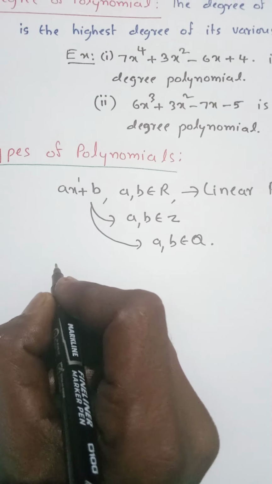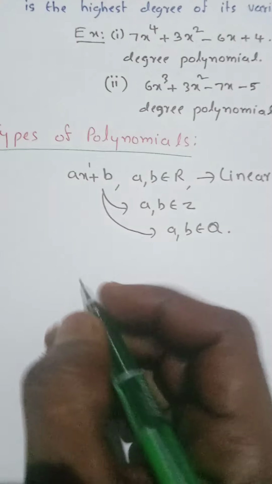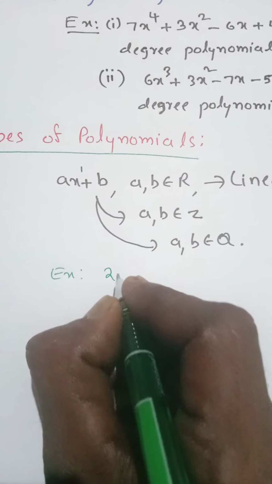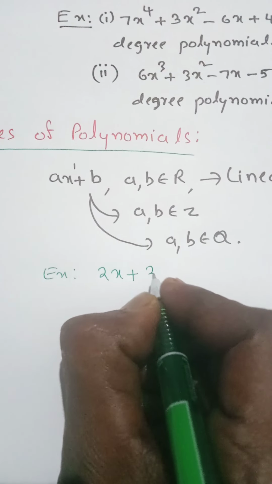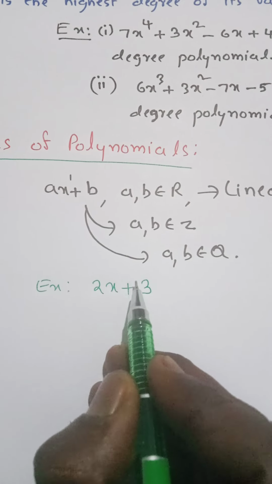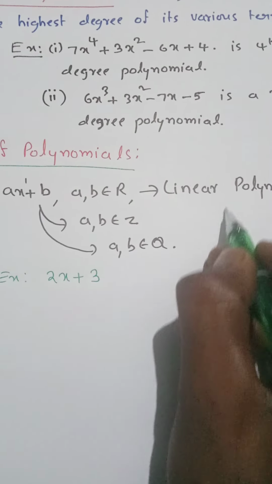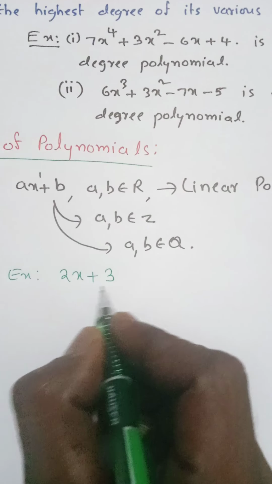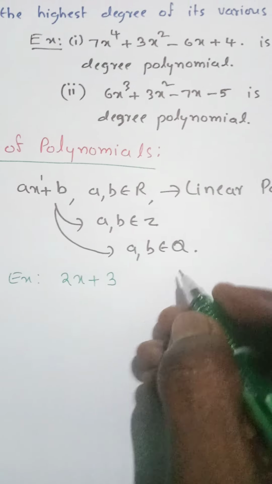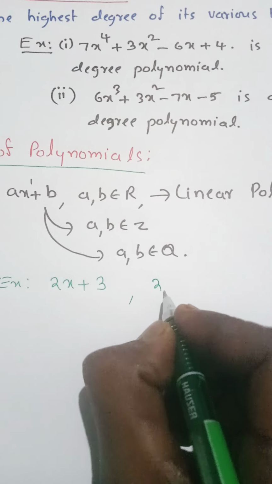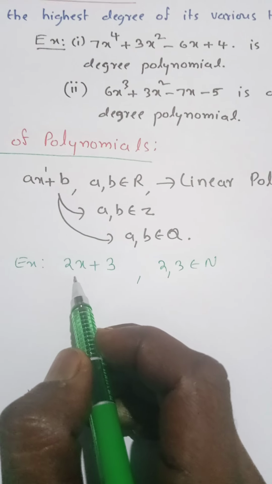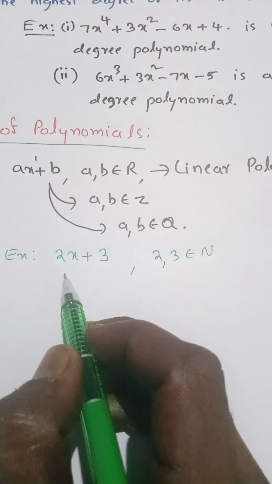We can take many examples of linear polynomials. Look here. Suppose we have 2x plus 3. What is the degree of this polynomial here? Clearly it is 1. Highest degree is 1. So then we can say it is a linear polynomial. In this linear polynomial we have taken the coefficients 2 and 3, which are natural numbers. So this linear polynomial we can say is a natural linear polynomial also.